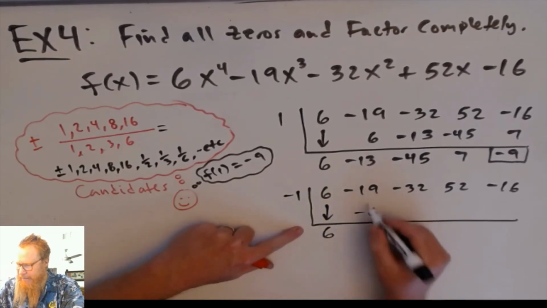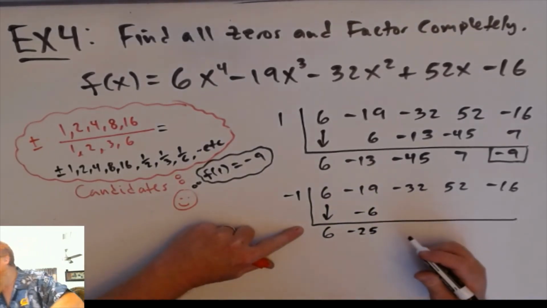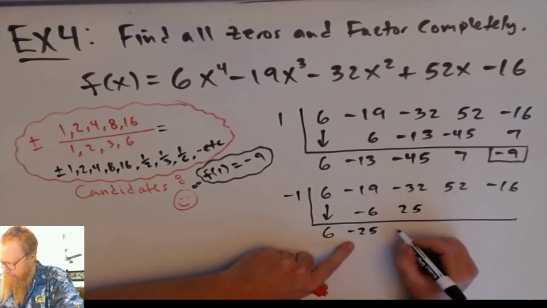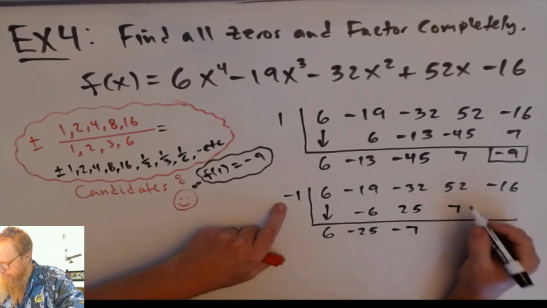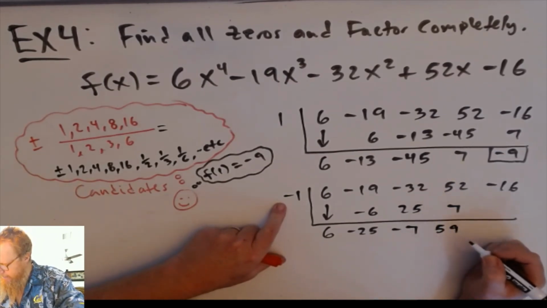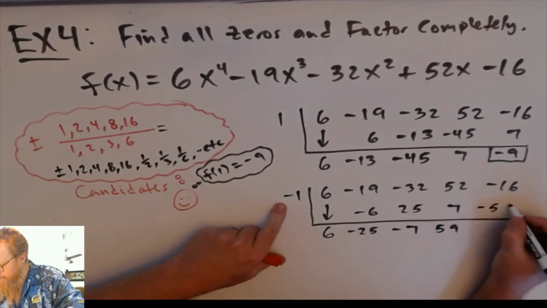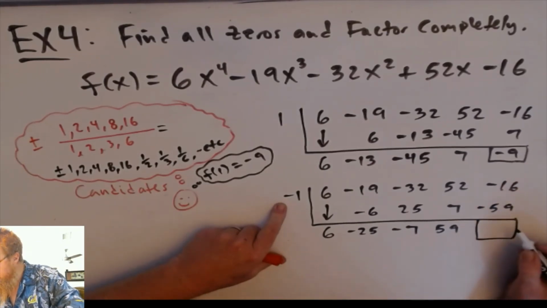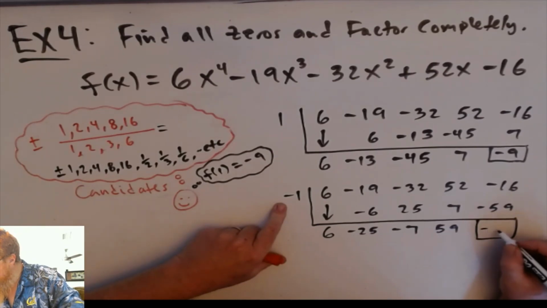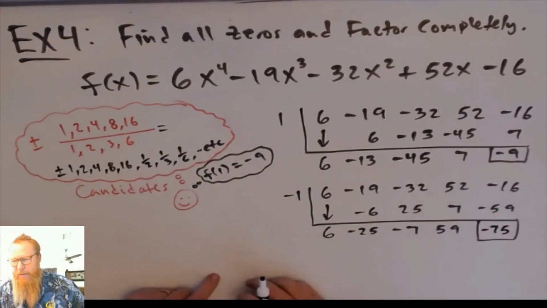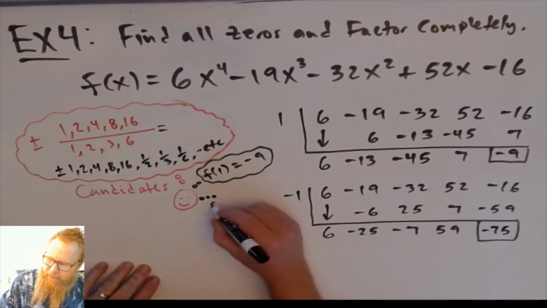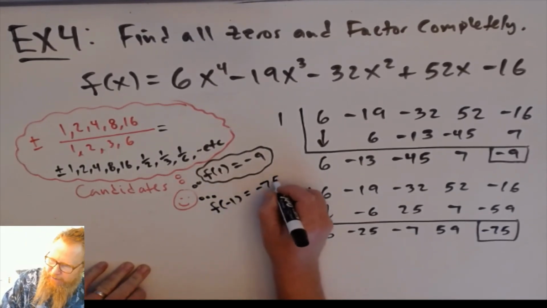So that'll be negative 6, negative 25, positive 25, negative 7, positive 7, 59, negative 59. Checking my signs, and my remainder is still negative. It's negative 75. So again, no. I could write this down. It might come in handy. f of negative 1 was negative 75.